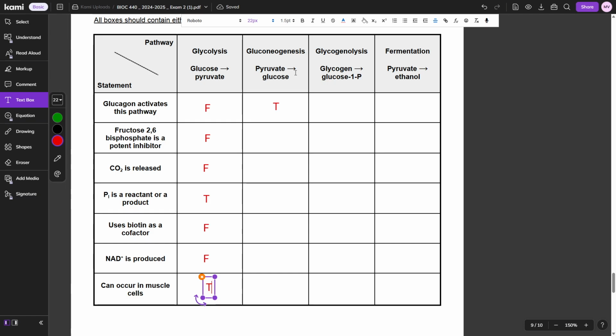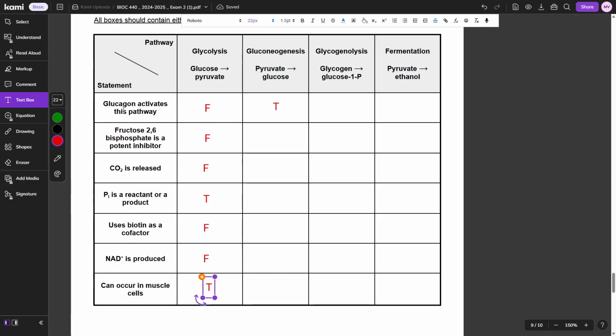So gluconeogenesis. Usually if you see a pathway question, it's going to be the opposite. But for things like CO2 release, you can't really just do the opposite. It's just not the easiest way to do things. We already talked about glucagon: glucagon promotes the gluconeogenic pathway.